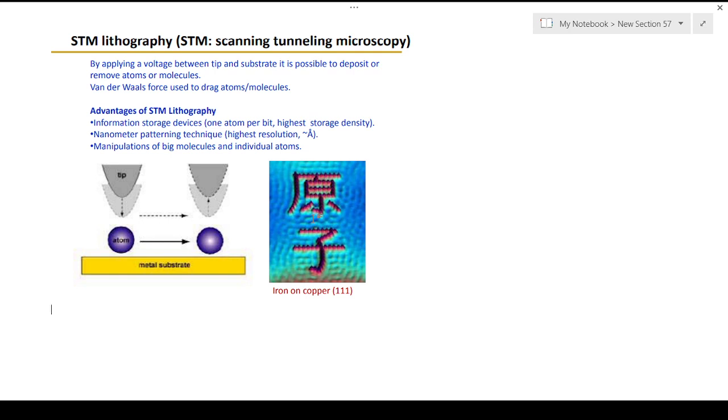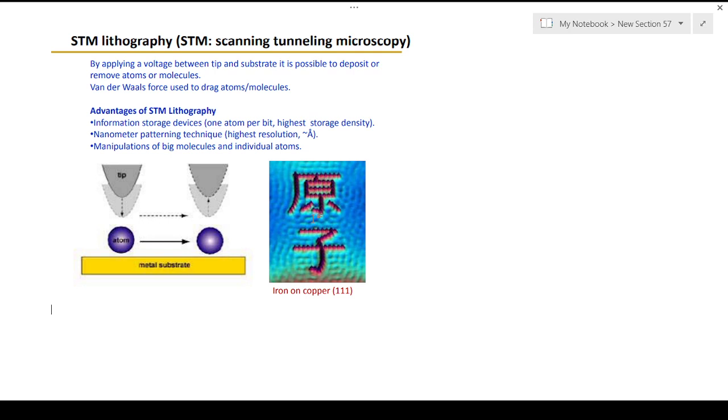Okay, so this can also be used in order to manipulate. It's a nano patterning technique which has a high resolution, in the order of 1 angstrom. That's why we can deal with atoms. And we can also utilize this technique for information storage devices, because you can use 1 atom per bit.